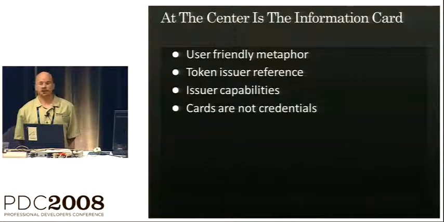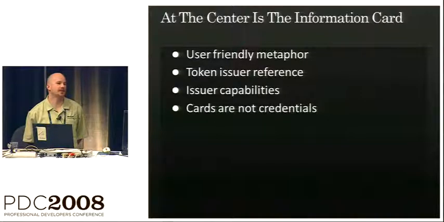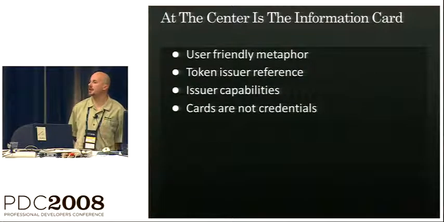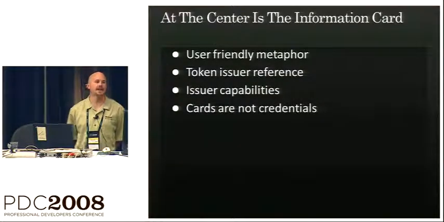So how does CardSpace work? We're going to delve a little bit into the basics again. So at the center of CardSpace is the information card. An information card serves several purposes. To begin with, it contains the information needed to give the friendly metaphor to the user. There's a picture, a friendly name. The user can use this to select the identity that matters to them in the context of the application that they're trying to access at the time.